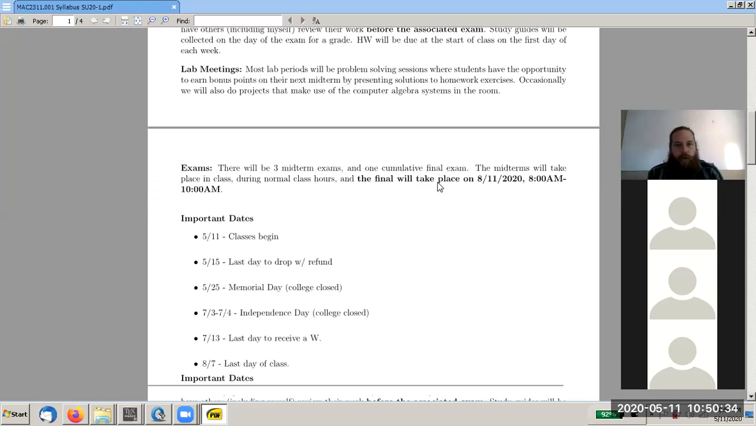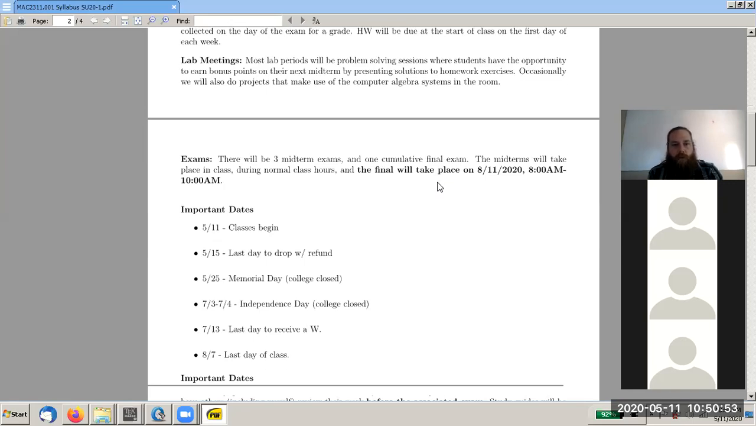So we don't have separate lab meetings from our lecture meetings because we're all online right now. But on Fridays, we would occasionally do some lab stuff that uses a computer. But for the most part, the labs in my calc classes are just problem solving sessions. So it's not relevant to us.